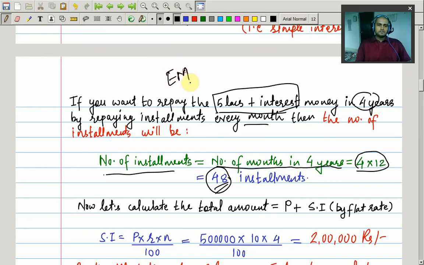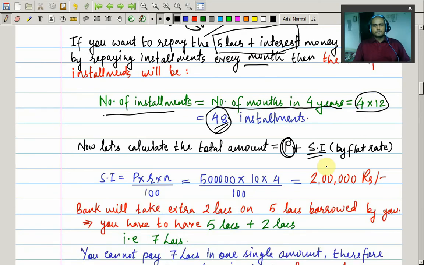EMI, this M is monthly, so I'm going to calculate everything monthly. So now let's calculate the total amount I want to repay in 48 installments. This P is 5 lakhs plus the interest of the bank. That's simple interest. In this method, they are calculating their interest by the simple interest formula.